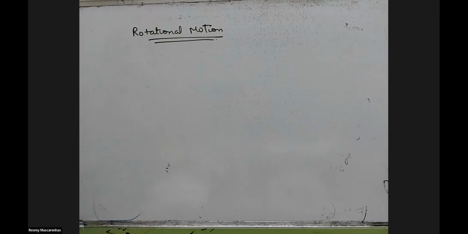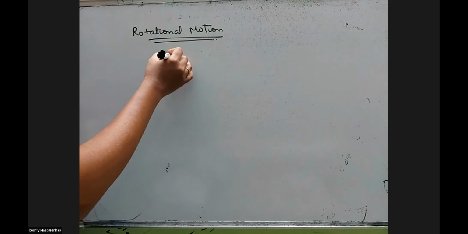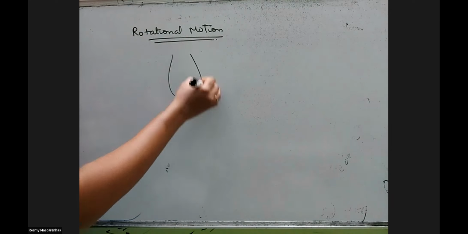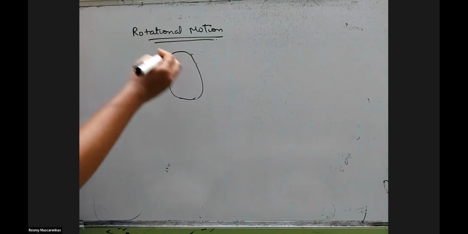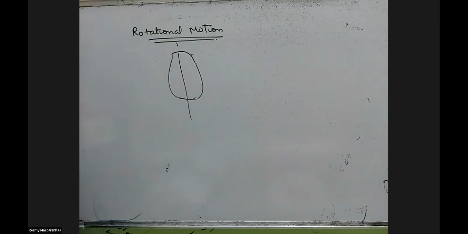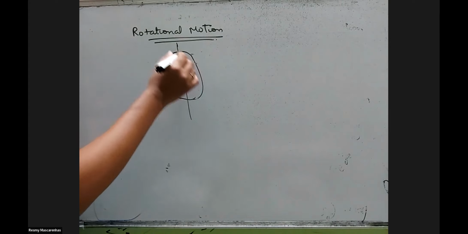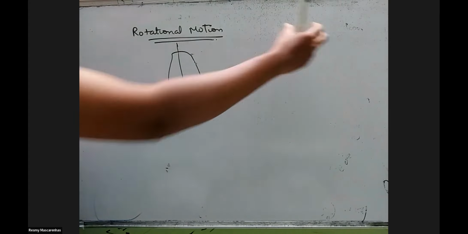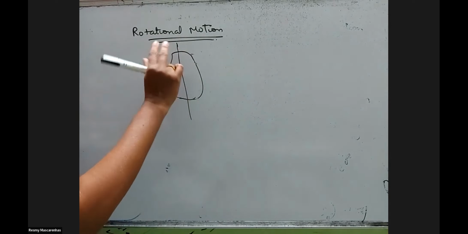Rotational motion, what is the thing? Suppose you have an object, and suppose this is the axis. Now what is going to happen? Rotational means it is not going to get displaced from here to here. So what you can imagine is it turning around.